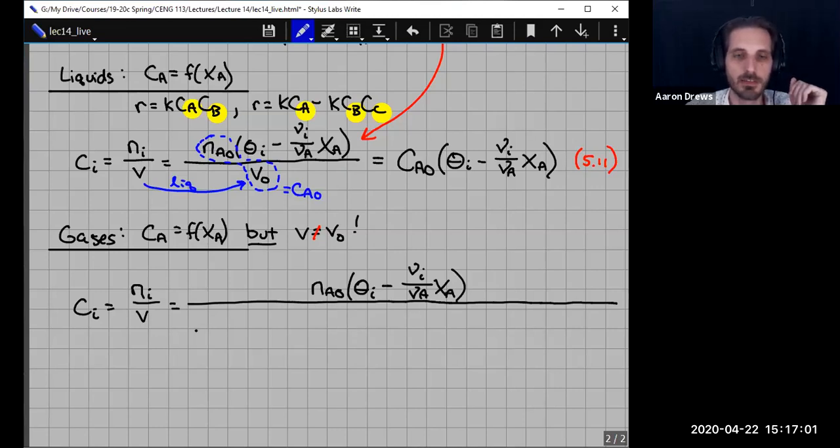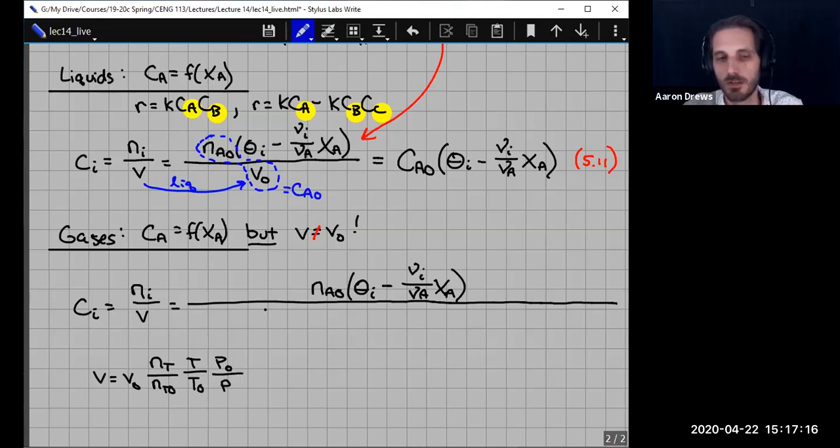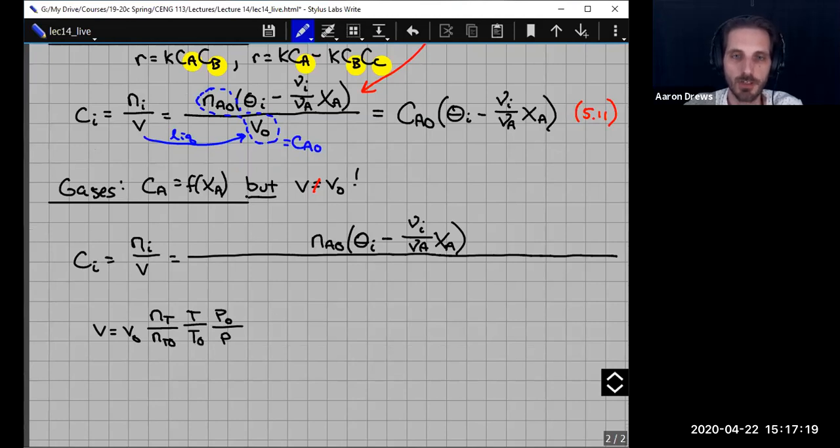Remember, when we want to write the denominator down here on the bottom, we have that V is equal to V zero, N sub T over N sub T zero, T over T zero, P zero over P. The few terms that don't change are V zero. We still get to write a V zero here. Then we're going to have a big term that sits in here. And then we're going to have T over T zero, P zero over P. Right, so the V zero makes its way right up here. And then the T zero and the P zero, those just get used directly right over here.